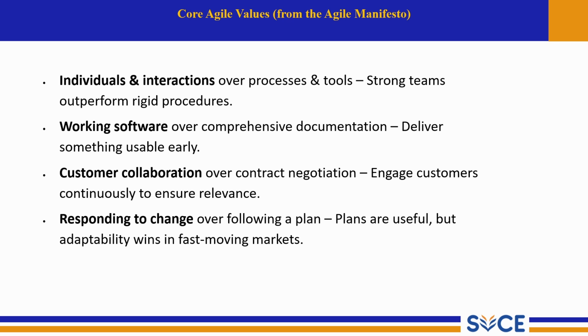Individuals and interactions over processes and tools. Agile values people more than rigid processes or complicated tools. Even the best tools fail if the team does not communicate well. Strong teamwork, collaboration, and open communication lead to better outcomes than blindly following the procedure.